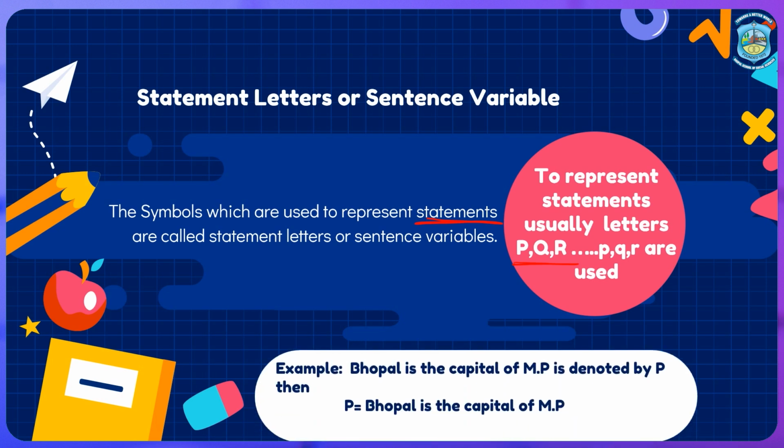We can take one example. Bhopal is the capital of Madhya Pradesh. If this is the statement and it is denoted by capital P, then I can write P is equal to Bhopal is the capital of Madhya Pradesh. So, here this P is a variable which is used to hold the statement. So, P is a sentence variable, or it is called a statement letter. We can use various symbols to hold these statements.